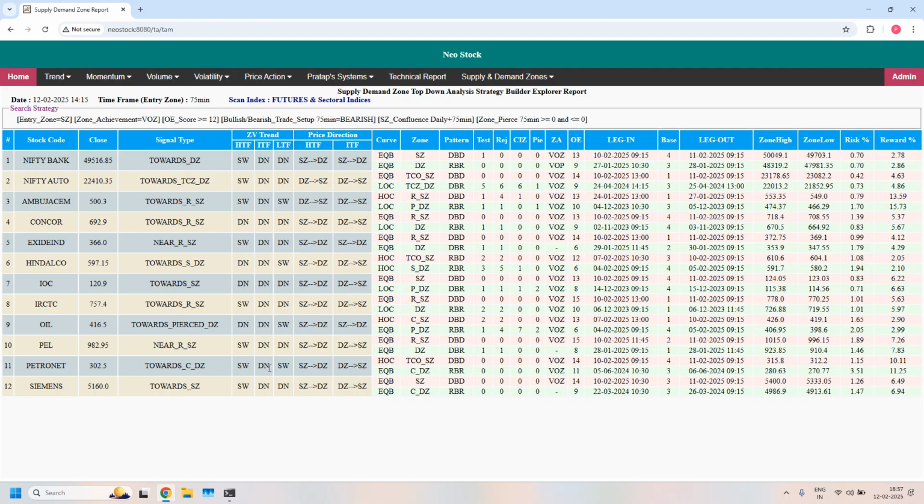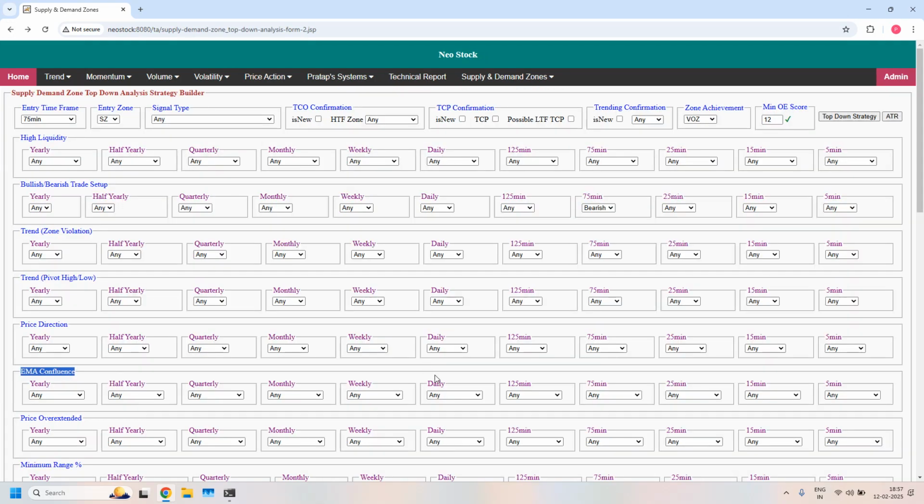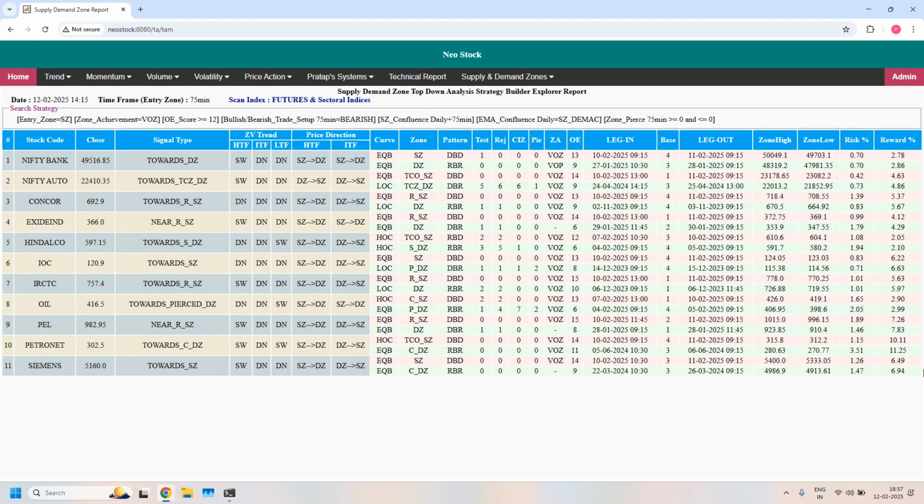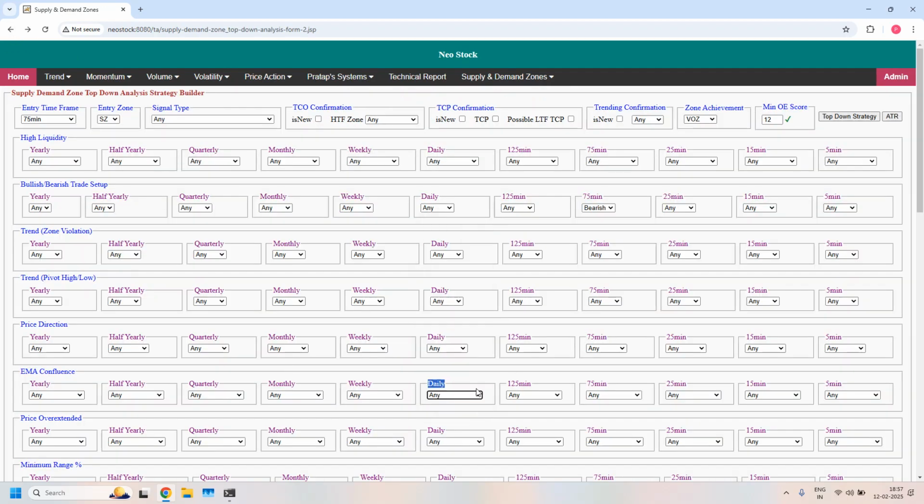Let us verify if any of those zones are having daily EMA confluence. Daily time frame, daily supply zone having daily EMA confluence or not. Okay, with this filter, we got 11 stocks. So all these 11 are even more high probability trade setup supported zones. Next, we will look for LTF, ITF and HTF supply zone confluence supported stocks. I am removing EMA filter. This is ITF specific.